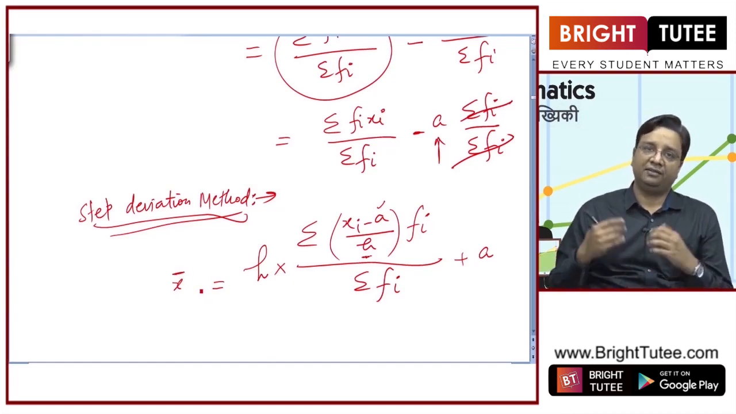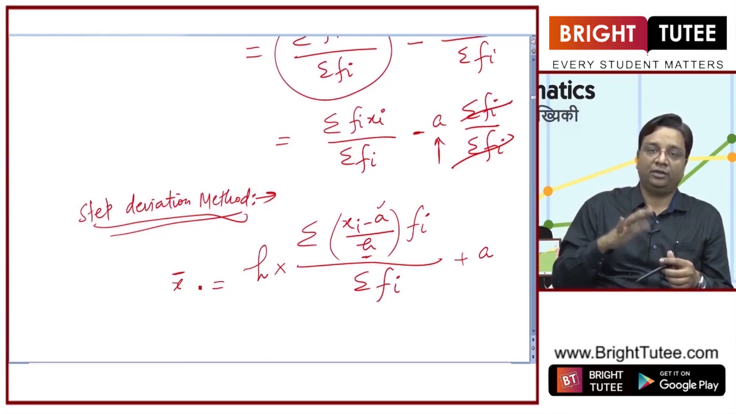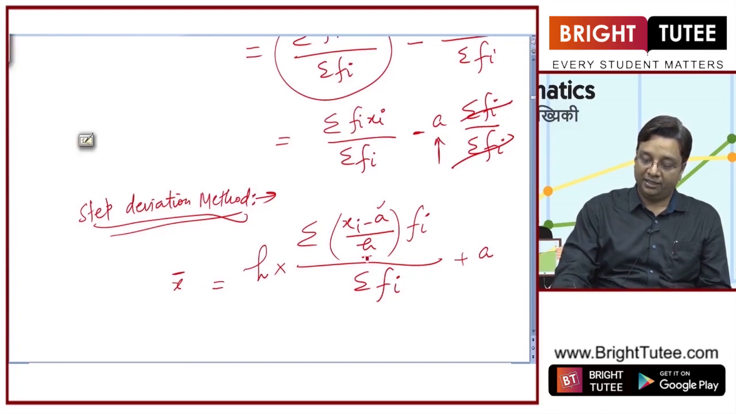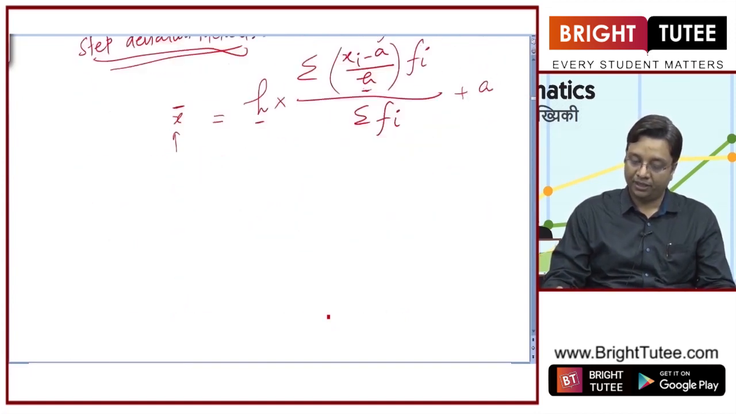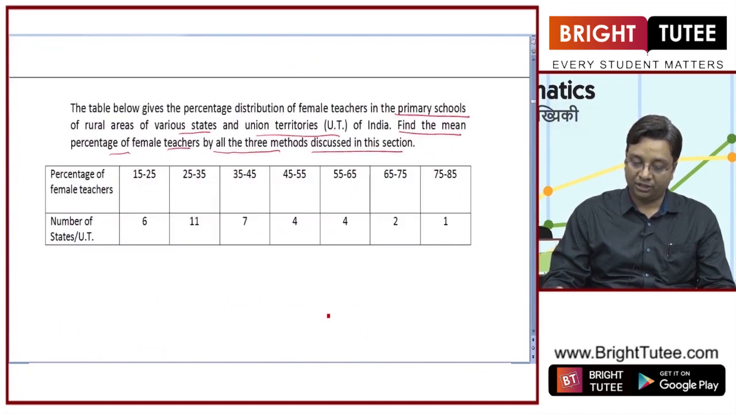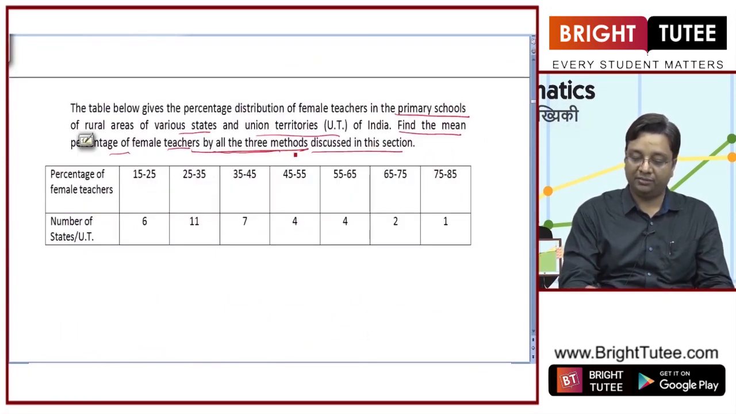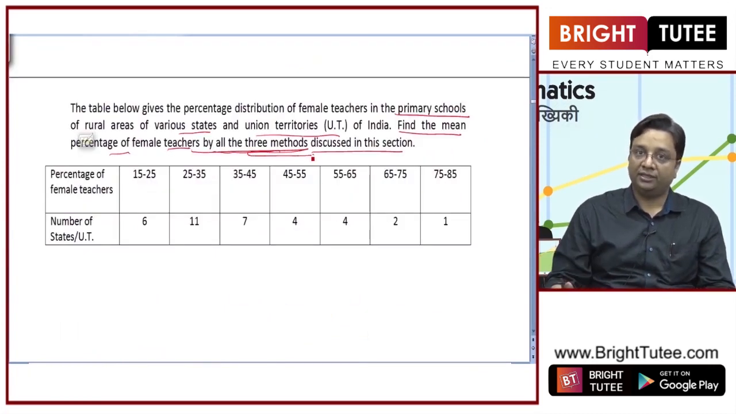What I have done here is I have just shortened the calculation part by dividing each number by h and finally multiplying by that same h to get the arithmetic mean. I hope this is clear to you by now. Then we can move ahead to this question. We will use all these three methods to calculate this, and then we will understand it.